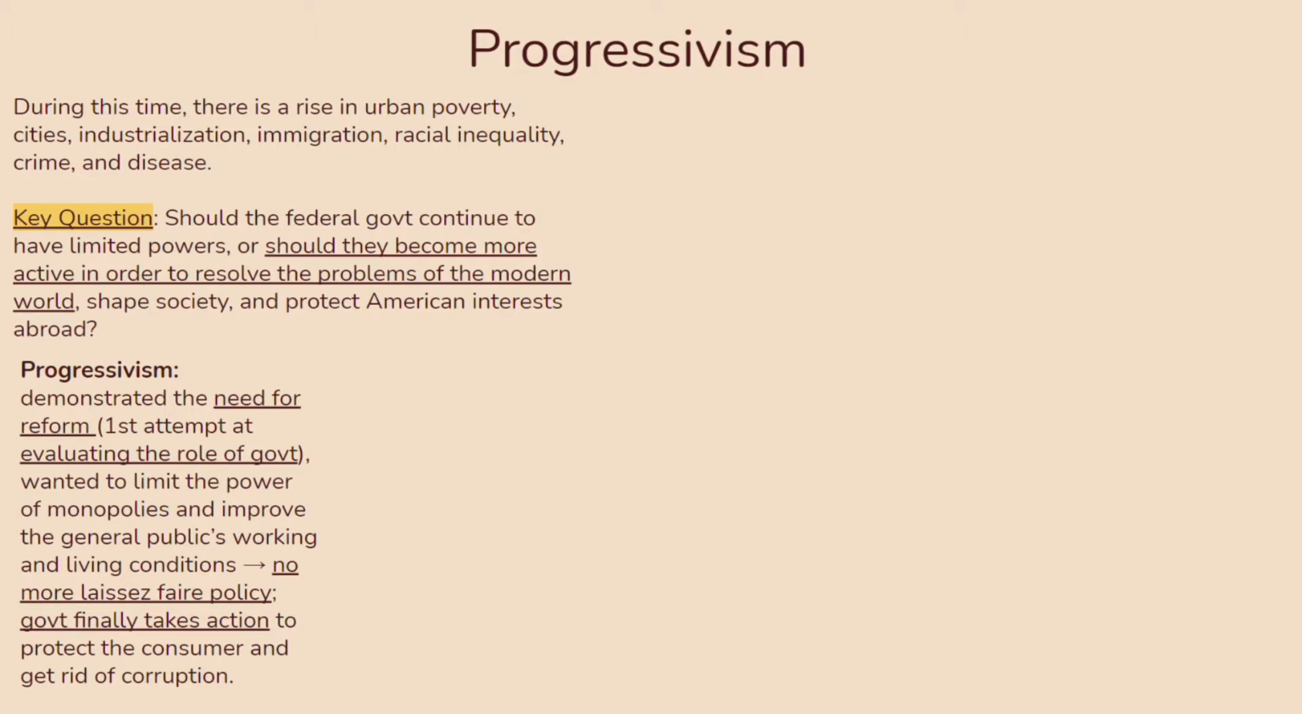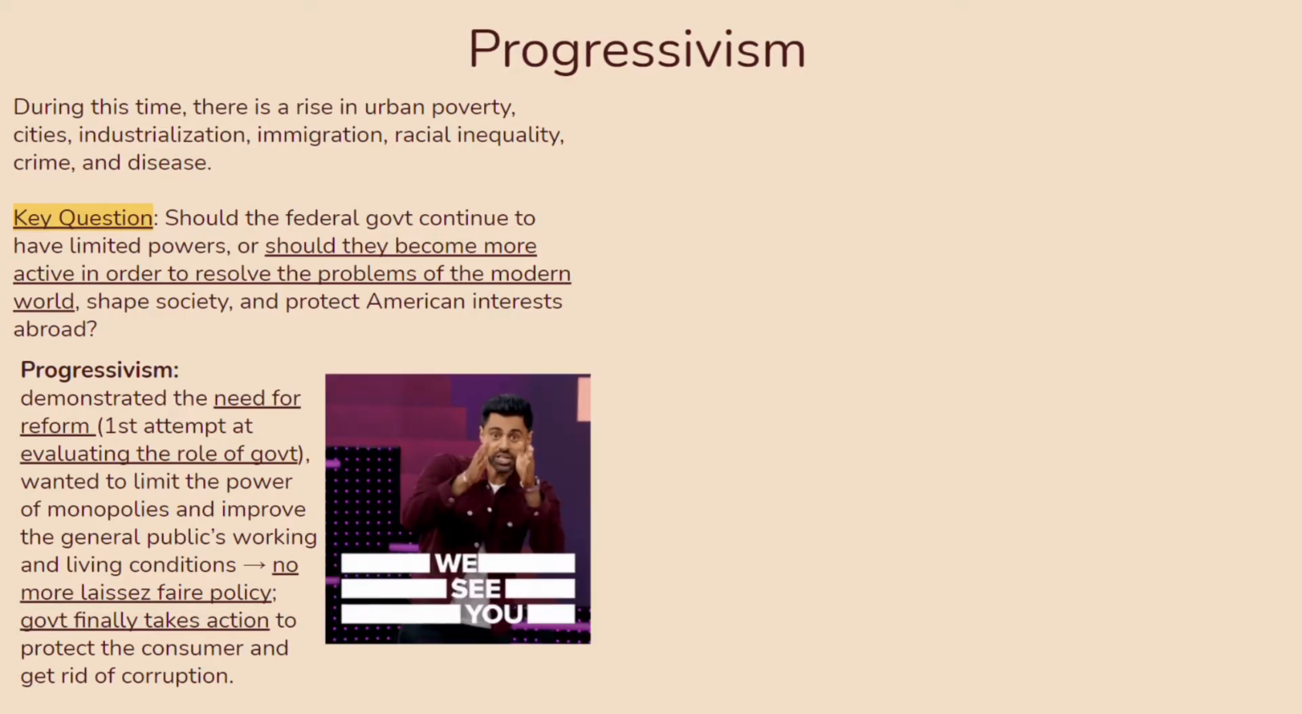They also wanted to limit the power of monopolies and improve the general public's working and living conditions. So there's no more laissez-faire policy, and the government is going to finally take action to protect the consumer and get rid of corruption. So in other words, the government is like, we see you, we're going to help you, which has been ignored for many decades. So this is definitely a step in the right direction.